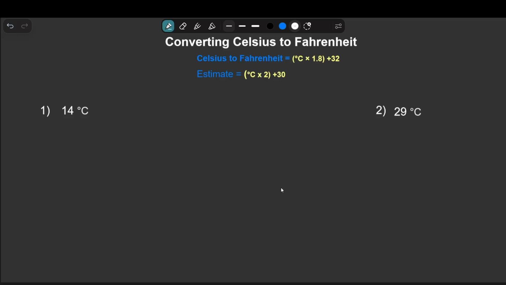Now, the formula that we're going to use is at the top of the screen, right here. Celsius to Fahrenheit equals Celsius times 1.8 plus 32. And I also have an estimate formula right here, so we can immediately get the estimate of the Fahrenheit we're going to calculate. This is Celsius times 2 plus 30.